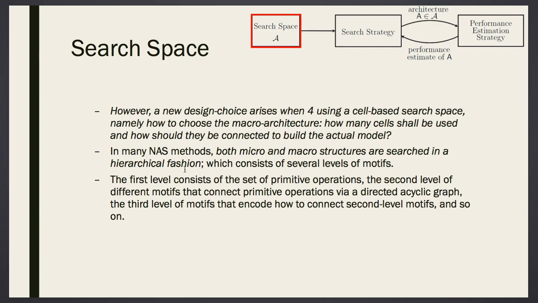It's a difficult job. When you do many cell architectures, many design choices will arise. How many cells shall be used? What is the general structure? You don't know. So adding human bias will just take something from you. So in many methods, actually both the micro search, the cell inside, and the macro search, or the general architecture, are both searched, which increases the difficulty of the search strategy. But it's done in a hierarchical fashion. First you find the inner cells, then you make the architecture bigger and so on.